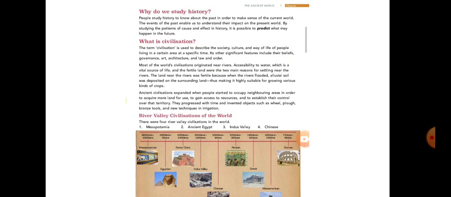And another term which I am using again and again is civilization. What is civilization? This term is used to describe the society, culture and way of life of people. So we can say that people started civilization when they started to live in towns and began their urban settlements.